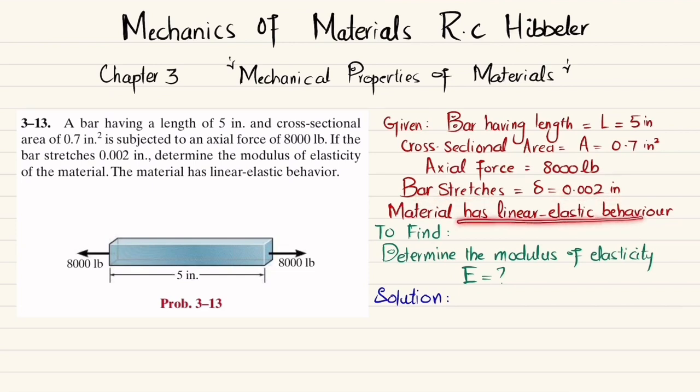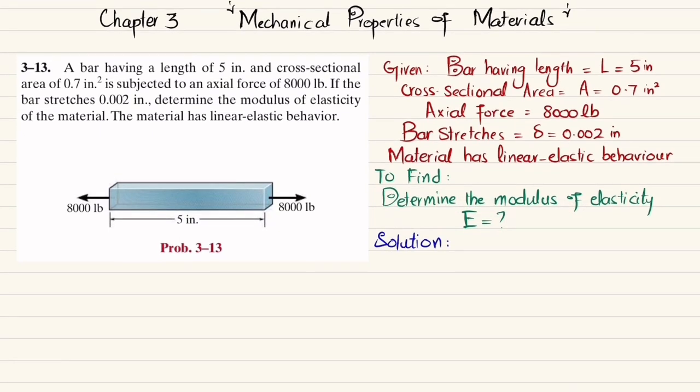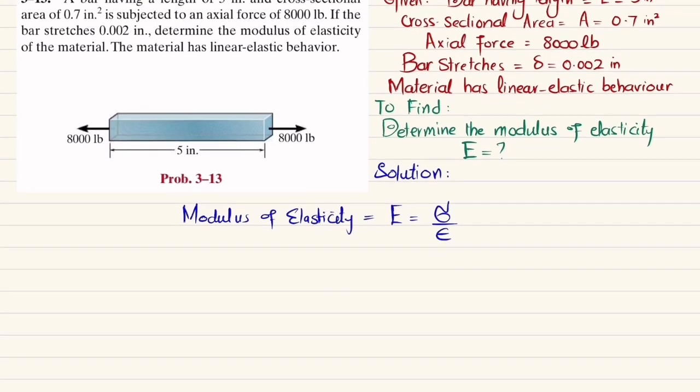The material behaves elastically. Clear? And we have to determine the modulus of elasticity. So let's start with the solution. As we know, the modulus of elasticity, which is equal to E, is equal to stress divided by strain. So we do not know stress and strain.